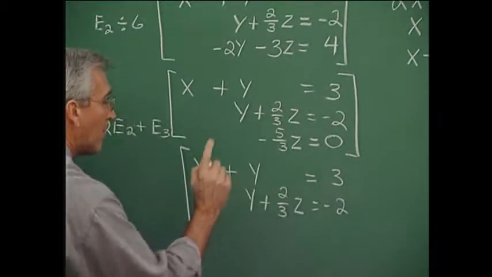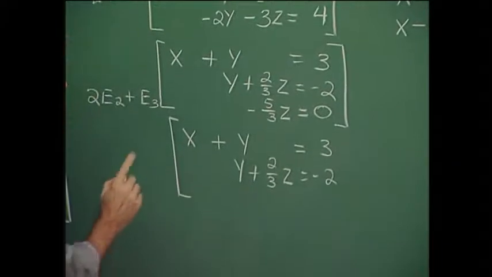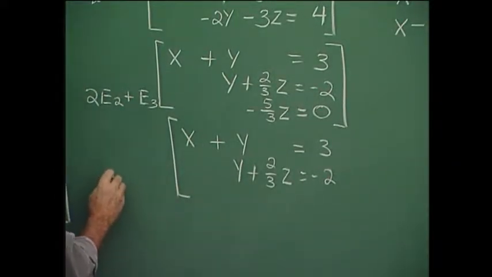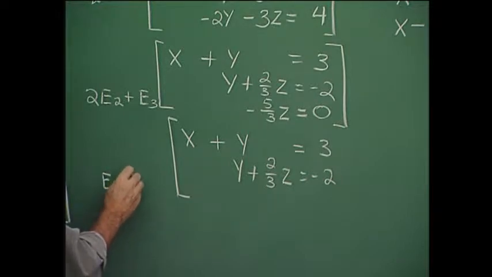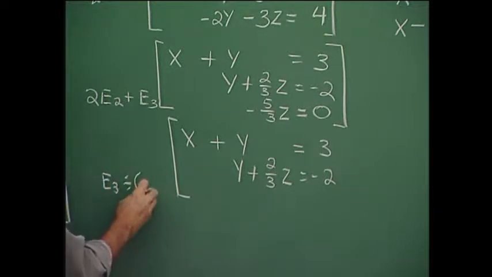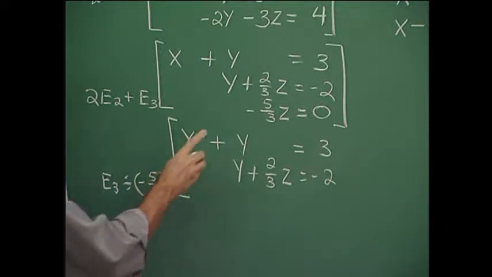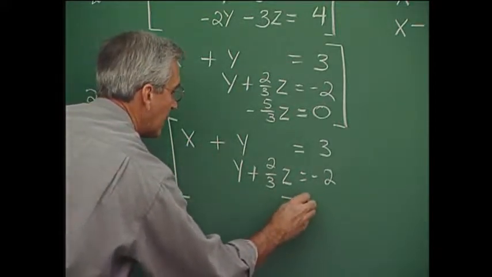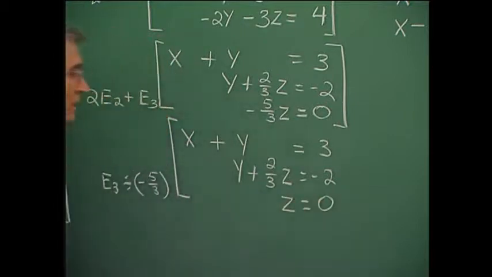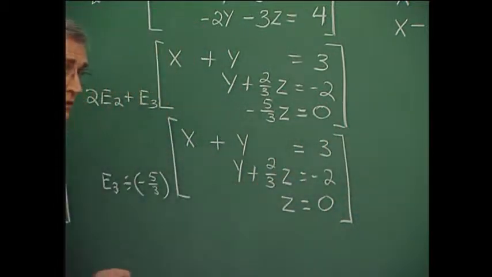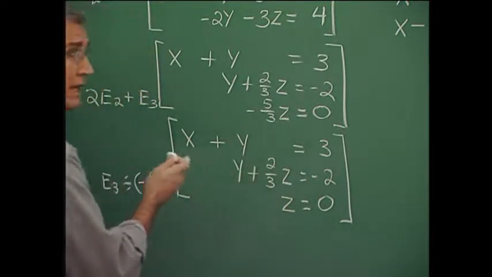And now I'm operating on the third equation only, and I'm taking equation 3 and dividing by the coefficient which is there, which is negative 5/3. And when I do that, I get 1z equals 0. Now it's particularly easy to back substitute to find the values for y and x.